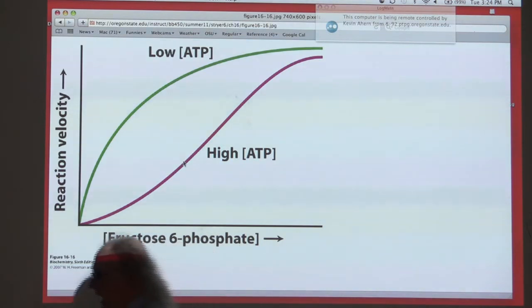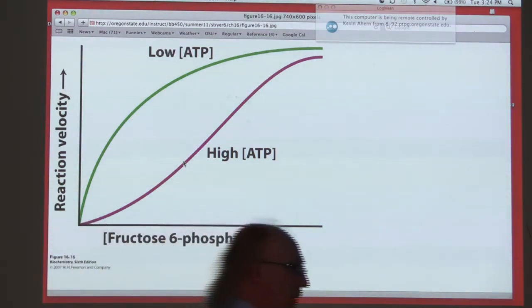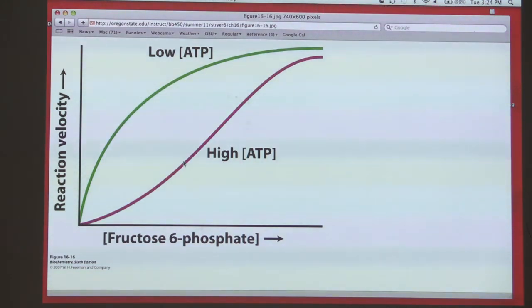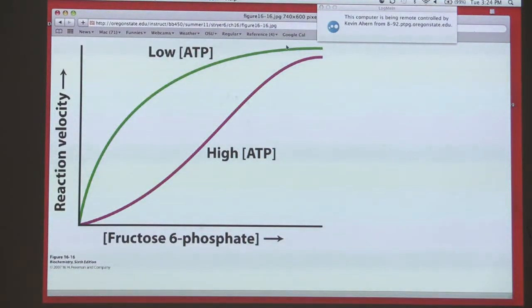Well, the answer to how that happens is that the enzyme has two binding sites for ATP. One is a substrate binding site, and one is an allosteric binding site. Now, I'll let you tell me which one has higher affinity for ATP. The substrate binding site or the allosteric binding site? The substrate binding site has higher affinity for ATP because we never want to have a situation where we shut the enzyme down. Okay, we don't want to shut the enzyme down because this is an important reaction.